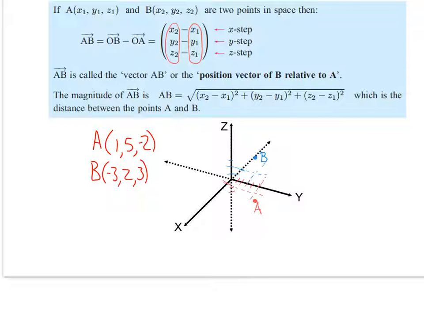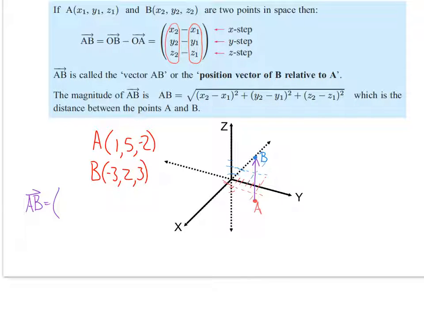Now, just looking at this vector can be a little bit tricky because it just looks like it's going straight up. But the reality is A is kind of closer to us while B is kind of in the background, so it's sloping away from us. But that's the nice thing about it. If you learn it with the formulas, even if it's hard to see, you can still work it out, no problem.